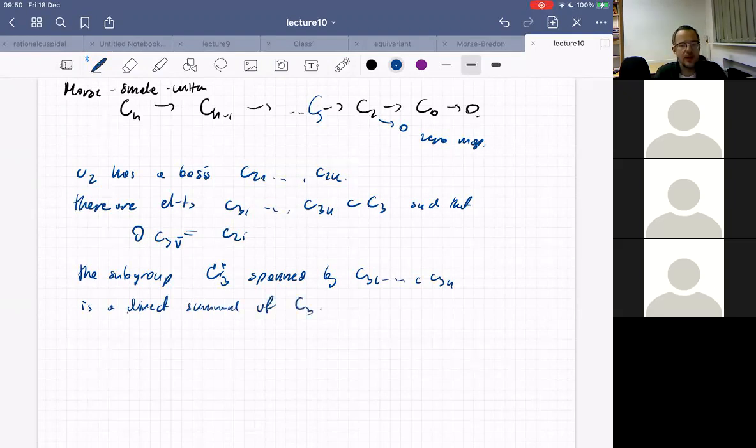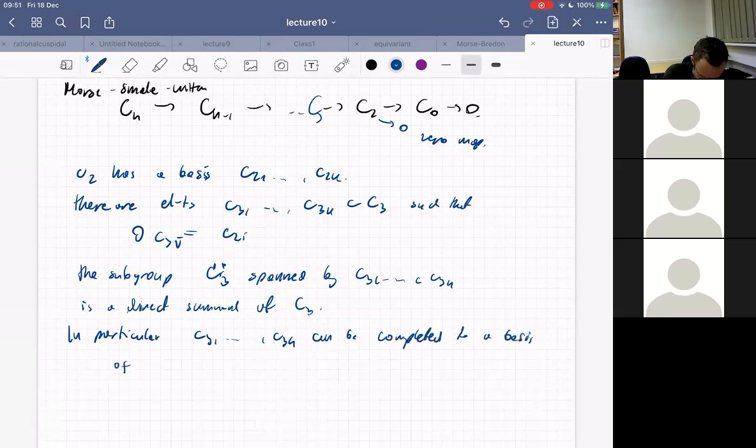This is a simple remark in algebra, because if it's not a direct summand, then some of the elements are multiples of generators. Since the map is surjective, there would then be some torsion in the homology of C_3. In particular, c_{3,1}, ..., c_{3,K} can be completed to a basis of C_3.